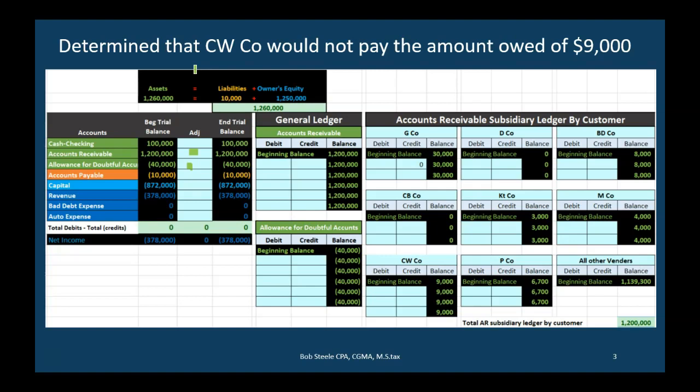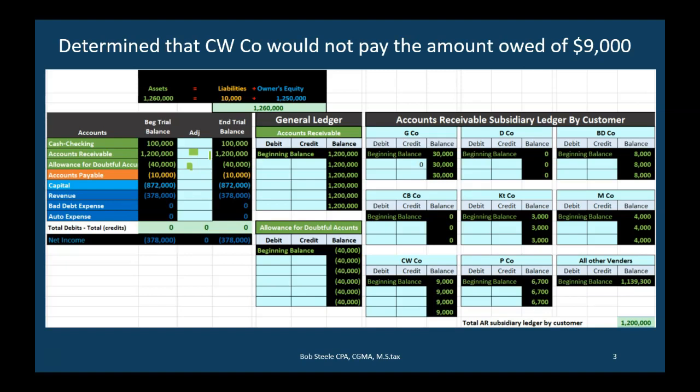When they come to us and tell us, okay, we're not going to pay us, we're going to look at their accounts receivable and say, all right, yeah, they owe us $9,000. We need to make that go down. So the receivable account is going to go down when that happens, under either method we use. We know we've got to take it out of the receivable because we have now determined we're not going to receive it. Therefore, we're going to credit the receivable.